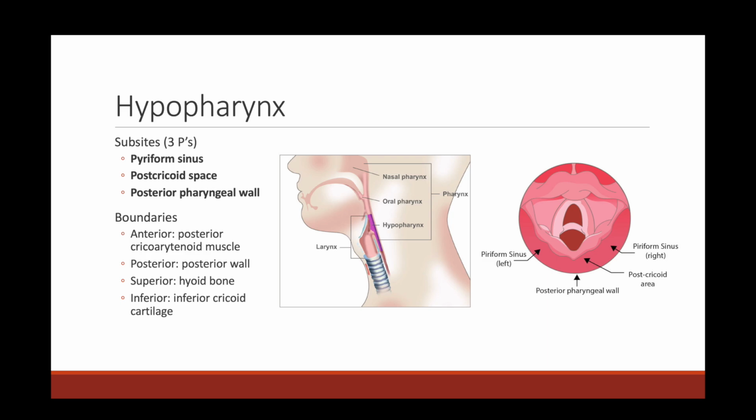The hypopharynx is the part of the pharynx that sits just posterior to the larynx, and we can also use the cricoid as an important landmark for the hypopharynx, because if you're looking at the space that's posterior to the larynx, superior to the cricoid cartilage, we're in the hypopharynx, but inferior to the cricoid cartilage, we're actually in the esophagus.